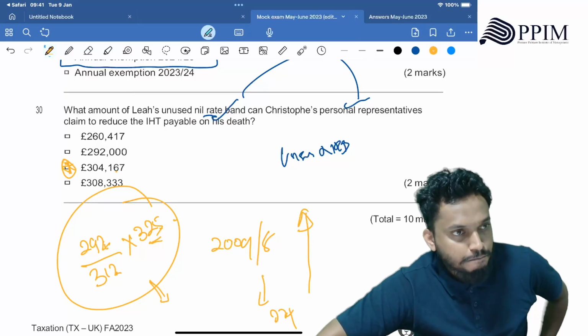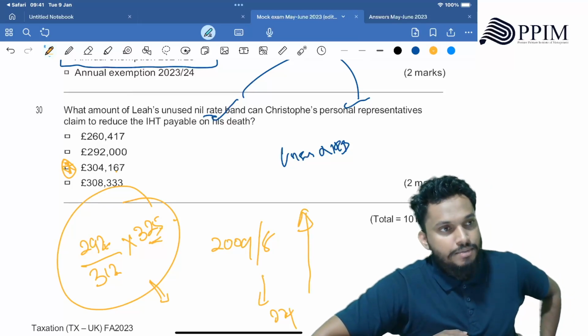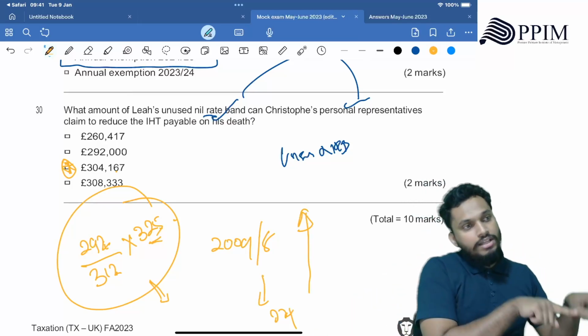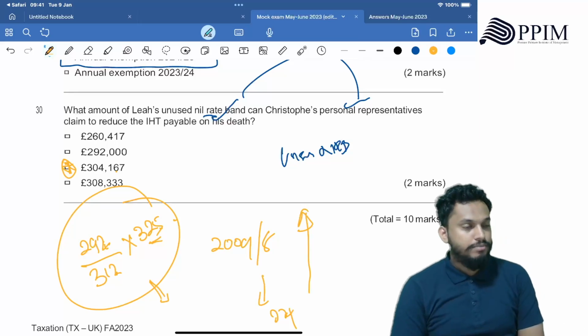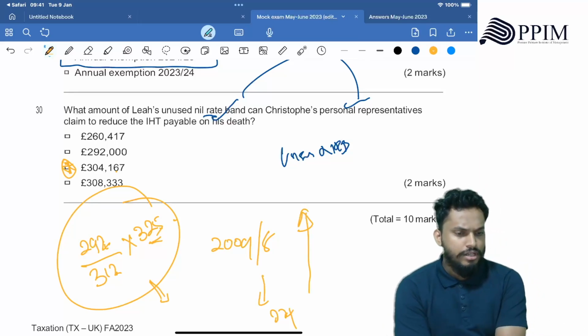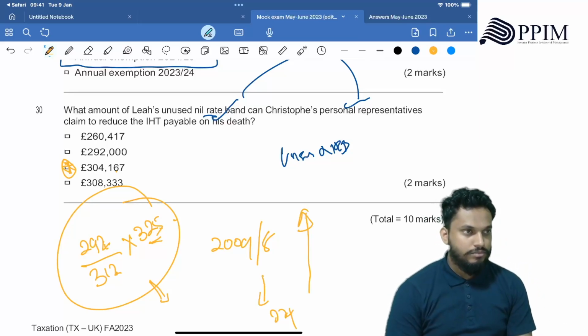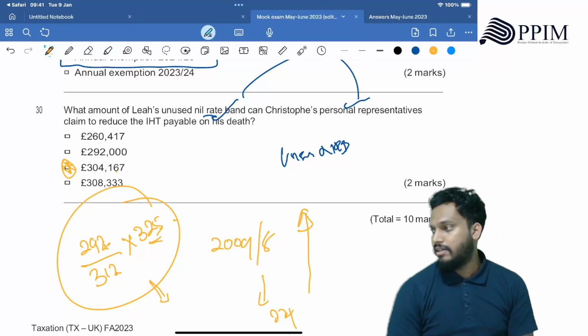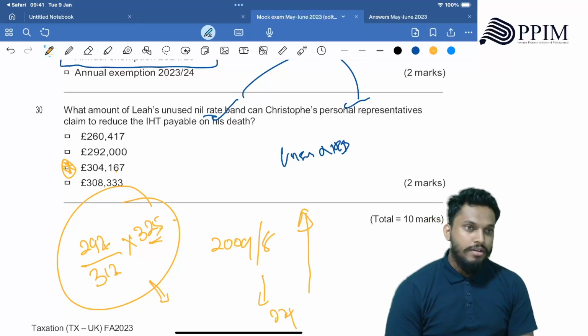325 is the 100%. This is the mathematical way. Then I go with this. This is easy because otherwise, if you go there, you have to do the other method also, add then jump. For this one, we have to get the unused amount from this and divide by your current nil rate band. Exactly. Fine.